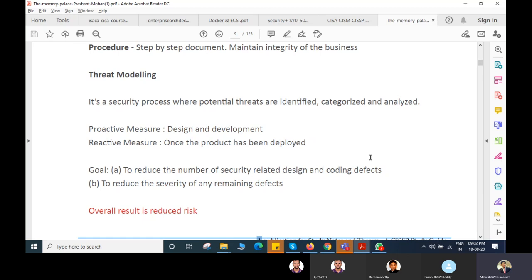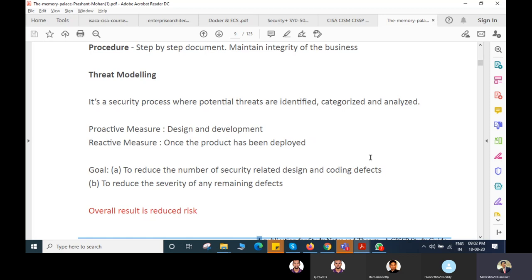So what is the overall goal of threat modeling? To reduce the number of security-related design and coding defects. That is the main objective and goal. And the second thing is to reduce the severity of any remaining defects, that is, any defects in the company.